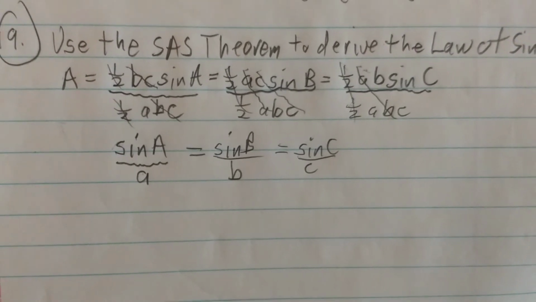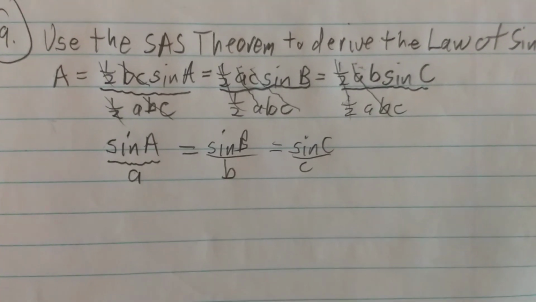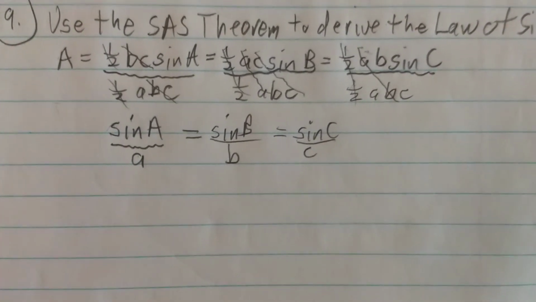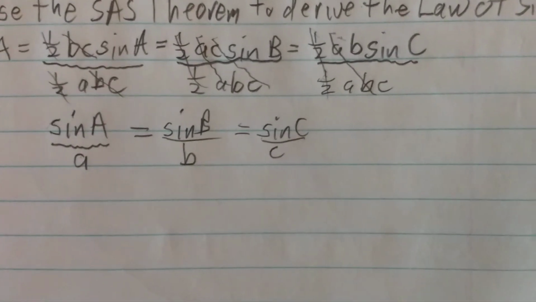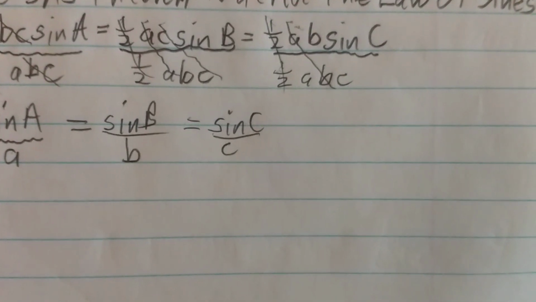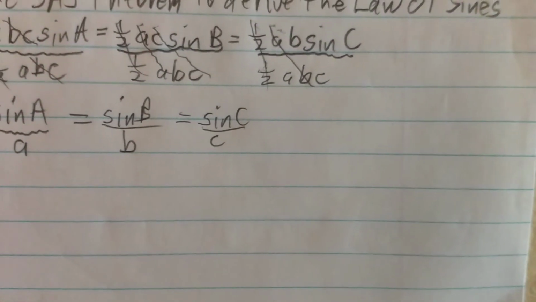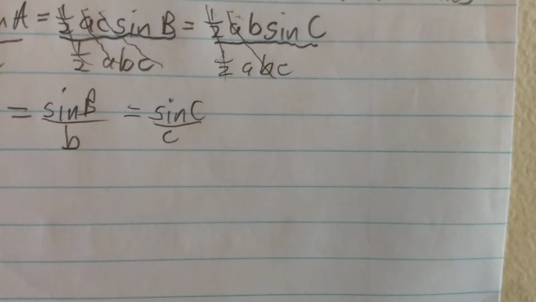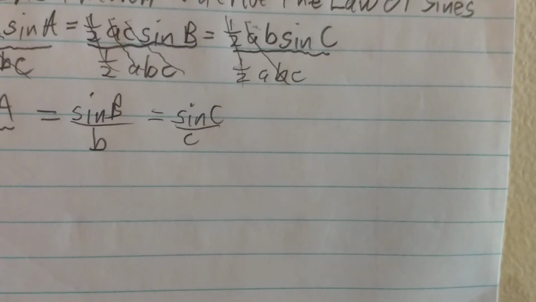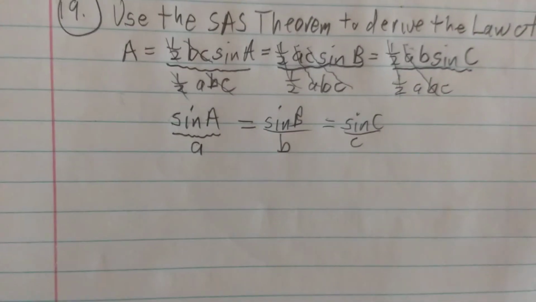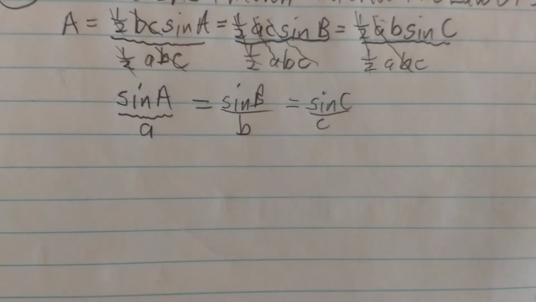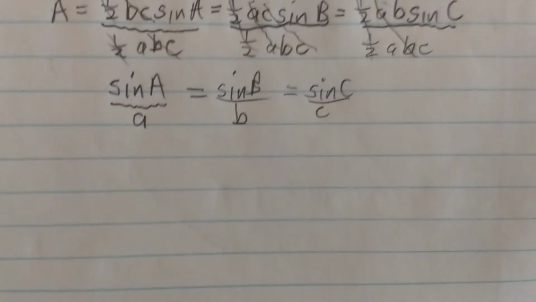And if we divide all 3 of them by 1/2 ABC, you can see on the first, the halves cancel, the BC's cancel, so I'm left with sine A over A. On the second equality, I have the half canceling again, and the A and C canceling, so I have sine B over B. And on the last, I have the half and the AB canceling, leaving sine C over C. And that is indeed the law of sines: sine A over A equals sine B over B equals sine C over the side opposite C.